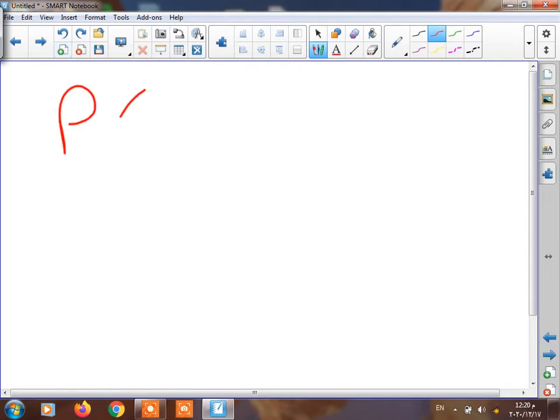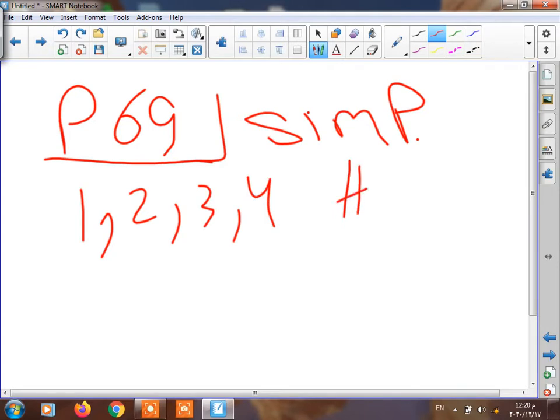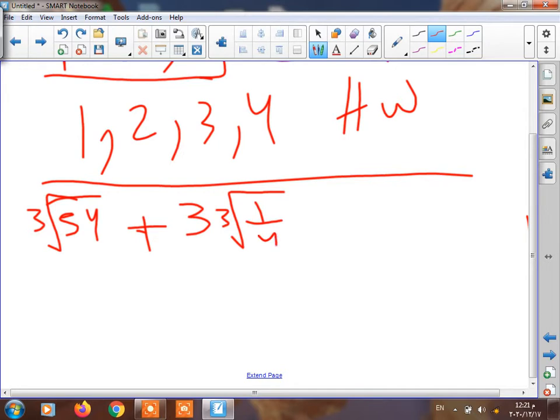Page 69. Simplify. We have 1, 2, 3 and 4 as homework. But page 69, simplify. Number 1, 2, 3, 4 homework, and we will solve number 5. Number 5 is cubic root 54 plus 3 cubic root 1 over 4 plus 5 cubic root 60.